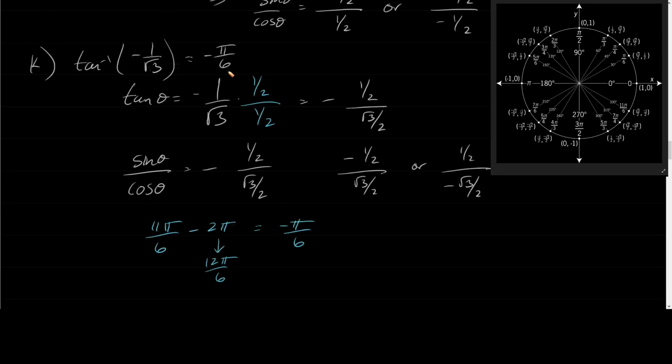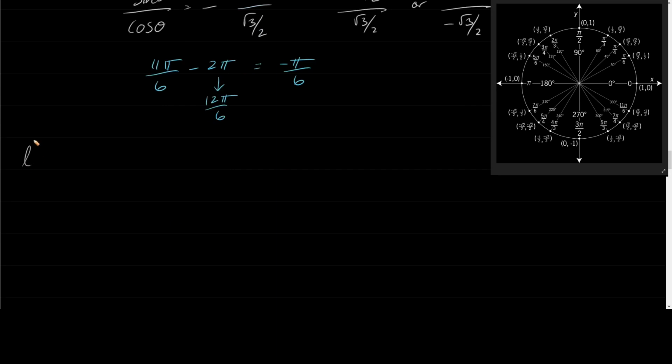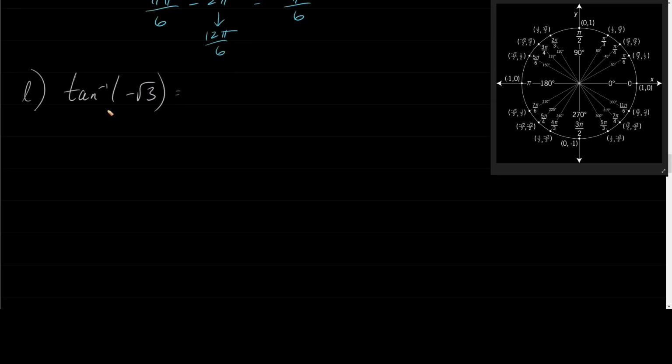Similarly, I'll do one more. Let's do just tan inverse of negative radical 3. So in here, this is really saying that tan theta is equal to negative radical 3, which is equivalent to saying that sine theta over cosine theta is negative radical 3. And I'm going to apply the same exact trick as before, multiply by 1, where that 1 is 1/2 over 1/2. And this gives me negative radical 3 over 2 over 1/2.